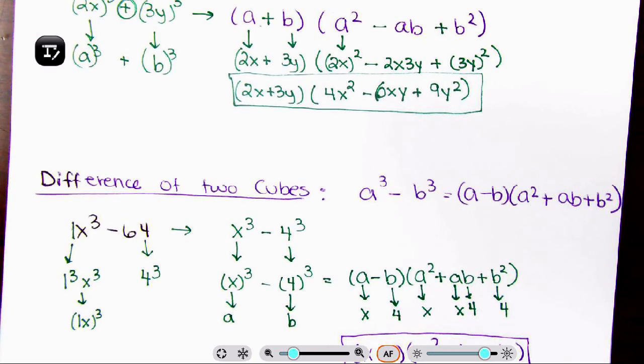Factoring is one of those things that you have to practice a lot in order for you to start recognizing these patterns.